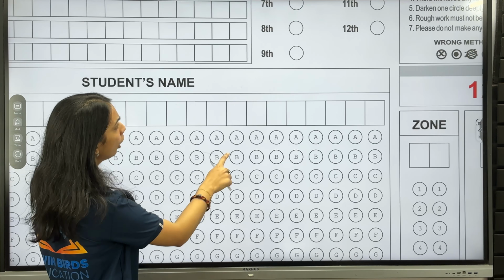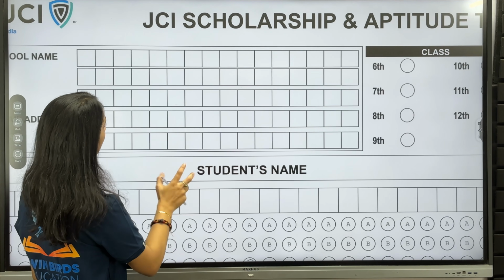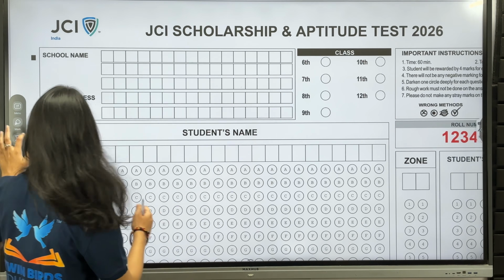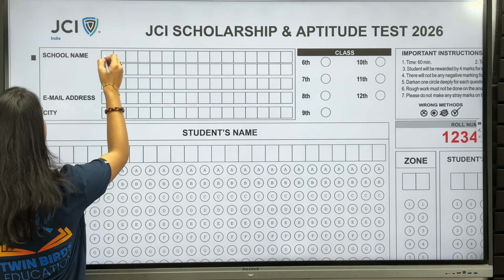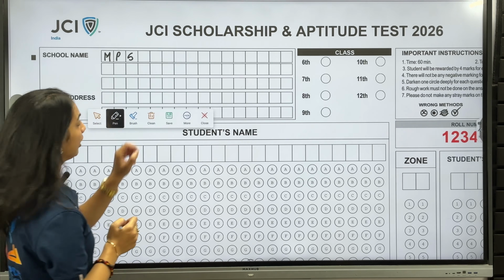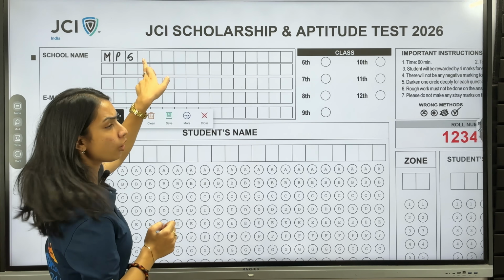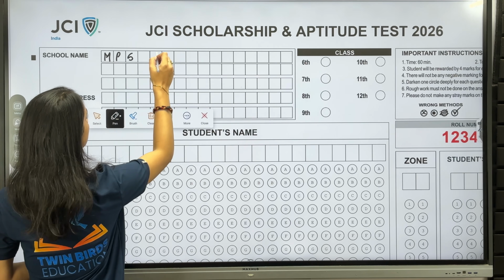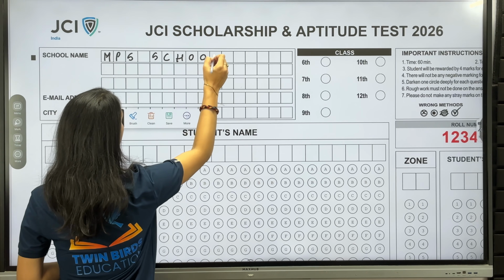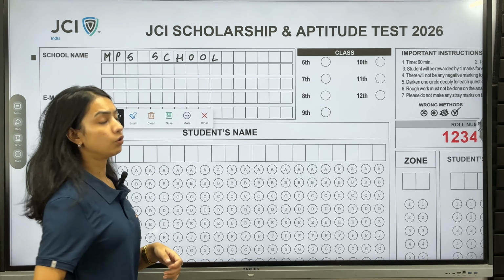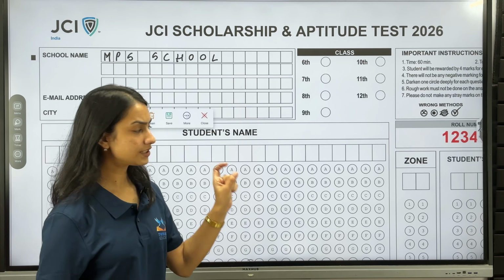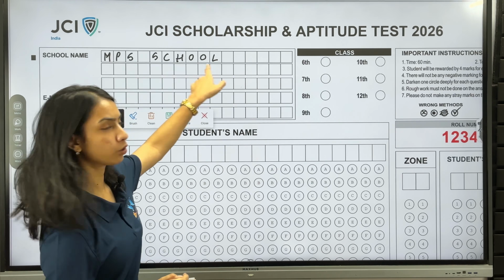Let's understand how you can fill this OMR sheet. First, you have to write your school name. Suppose your school name is MPS School. You have to leave one block and then write school. You only have to use bold letters, don't use small letters in the sheet.